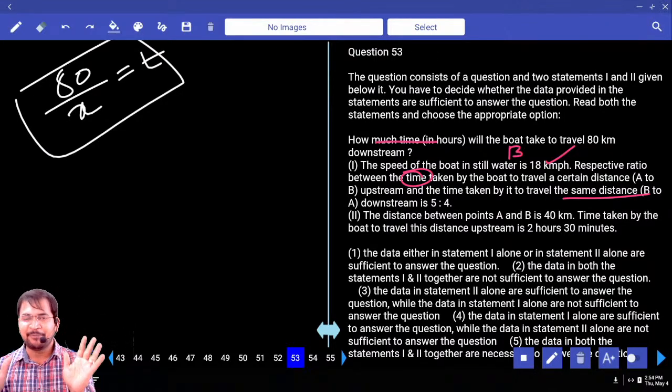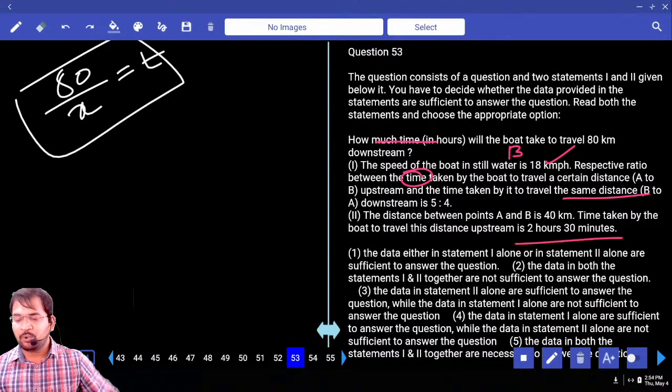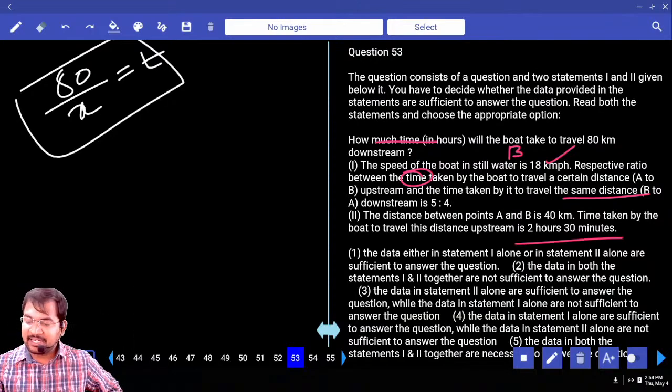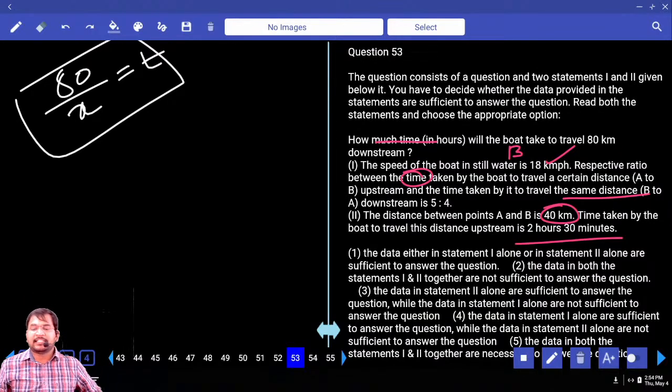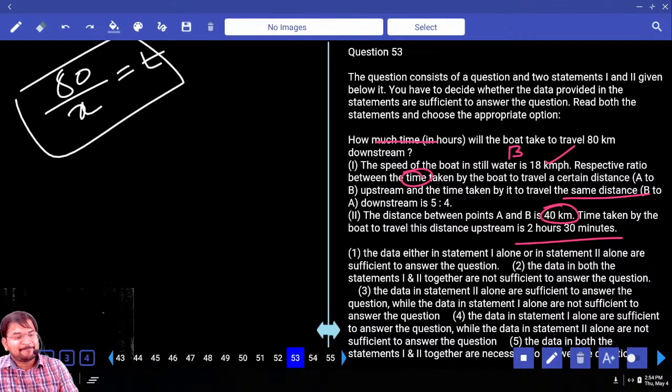Second statement. Forget about the first statement. Only see the second statement. The distance between A and B is 40 kilometers. The time taken by the boat to travel this distance upstream is 2.5 hours. And we will get the upstream speed. Upstream speed we know. Whenever upstream speed we know, is it possible to get downstream speed? 40 kilometers by 2.5 hours.